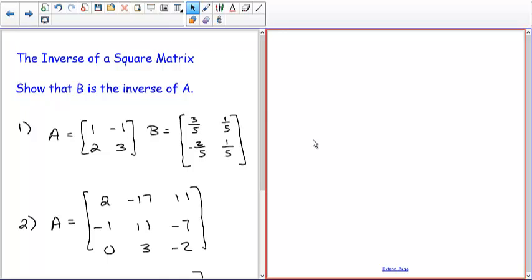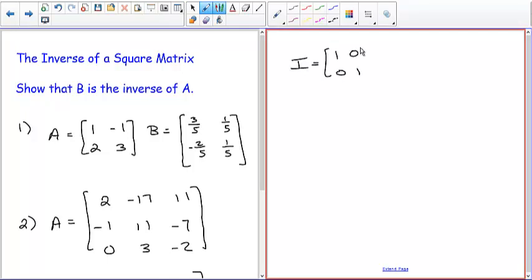The key thing about inverses is if you take a matrix and its inverse, the resulting matrix is what is called the identity matrix. For a 2 by 2 matrix, the identity matrix, which we use the symbol I for, is 1, 0, 0, 1. The key thing about an identity matrix is if you multiply a matrix by the identity matrix, you have the original matrix.